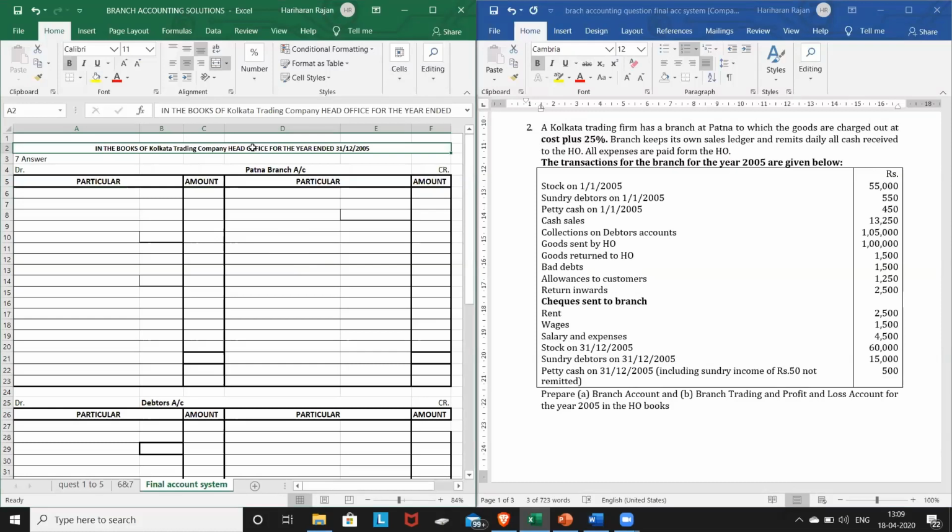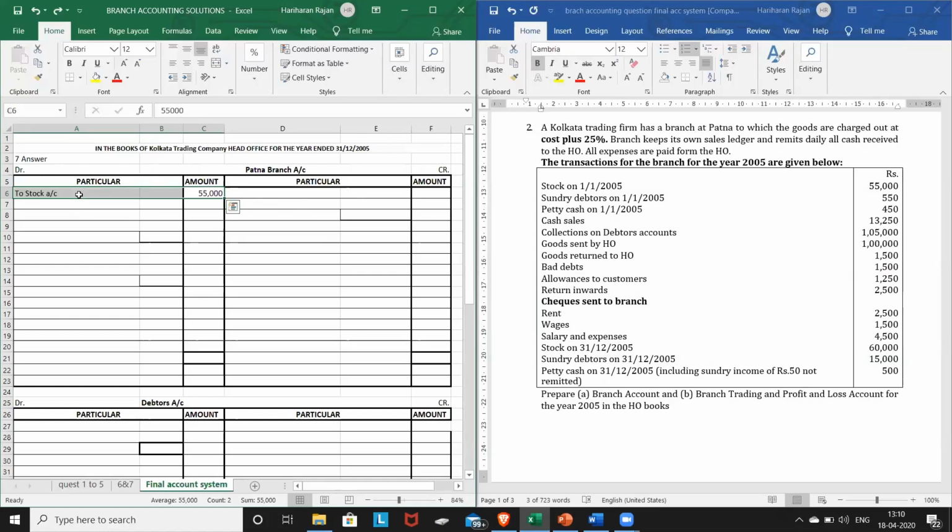So in the books of Kolkata Trading Company, head office for the year ended 31st December 2005. Because it starts from 1/1/2005, here it is very simple. Let us understand what are the opening stock. Opening stock should have a debit effect. So stock, debtors, petty cash, all the three I can put here on the debit side.